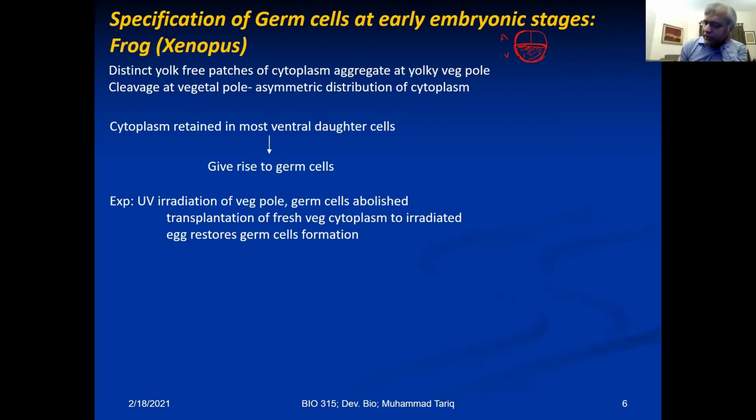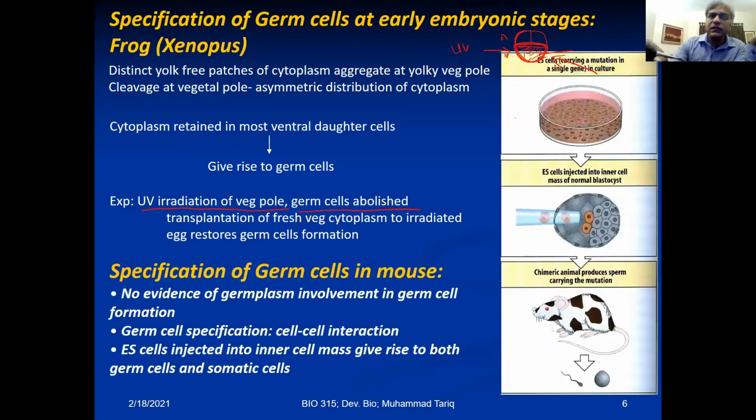If you expose this particular region with UV radiation, the germ cells are abolished. It means there are specific specialized cytoplasmic determinants which contribute to specification of future germ cells. If you transplant, in this embryo which you exposed with UV radiation and in which all the future germ cells were ablated, cytoplasm from a normal embryo, you restore the development of germ cells. So this indicates that the cytoplasmic determinants are the ones which specify germ cells.